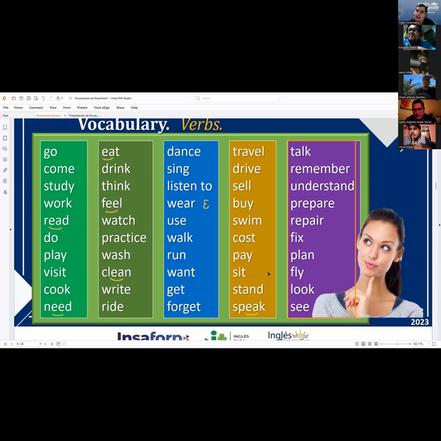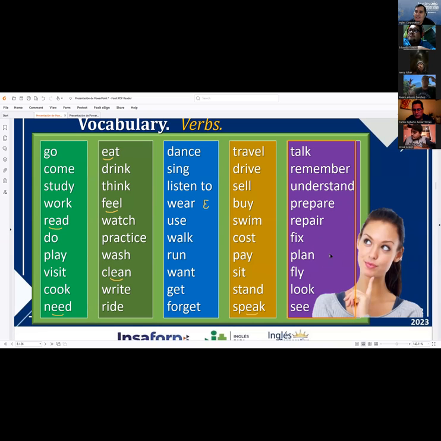I sit down and keep quiet. I stand up and move around. I speak English. I talk to my friends. I remember your name. I understand mathematics. I understand physics. I understand chemistry. I prepare breakfast. I prepare lunch. I repair my computer. I fix my computer. Okay, repair and fix, the same.